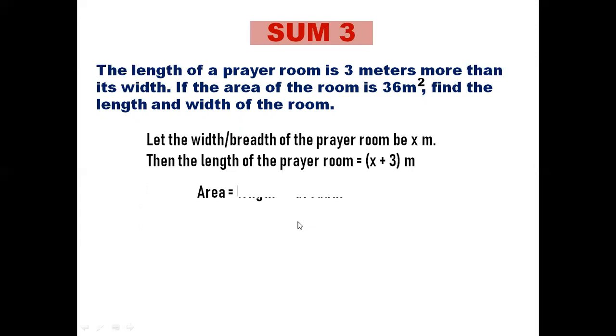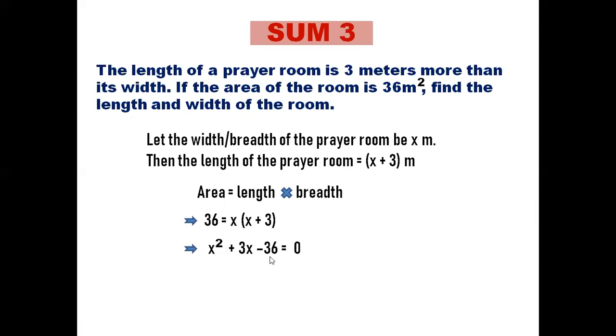Now we know area is length into breadth. So length is x plus 3 and breadth is x. So x multiplied with x plus 3 gives us 36, because the area is mentioned as 36. Right? Now let us multiply. So x square plus 3x equals 36. We take 36 on the right hand side. So minus 36 equals 0, right? Now let us solve by the formula. What is the formula? Minus b plus minus square root of b square minus 4ac by 2a, right?